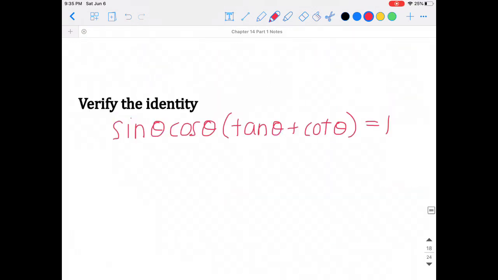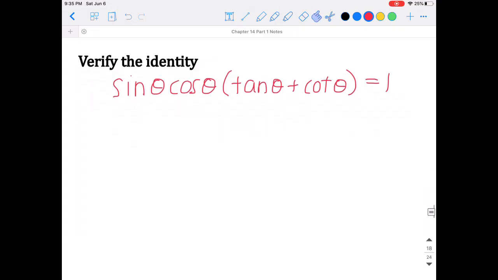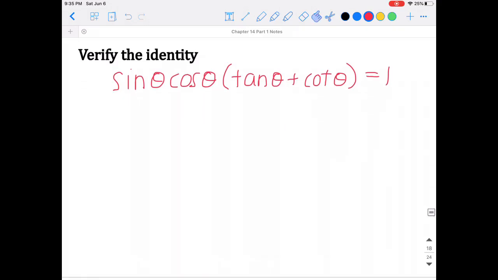So let's look at another problem. We have to verify the identity sine of theta times cosine of theta, parentheses, tangent of theta plus cotangent of theta, equals 1. So this one looks very complicated, but it's actually not as difficult as you might think. So we're going to split this equation. Obviously, it's easier to see that the left side is the more complicated side, so that's what we're going to simplify. And our goal for this one is clear. Our goal is to get everything equal to 1.